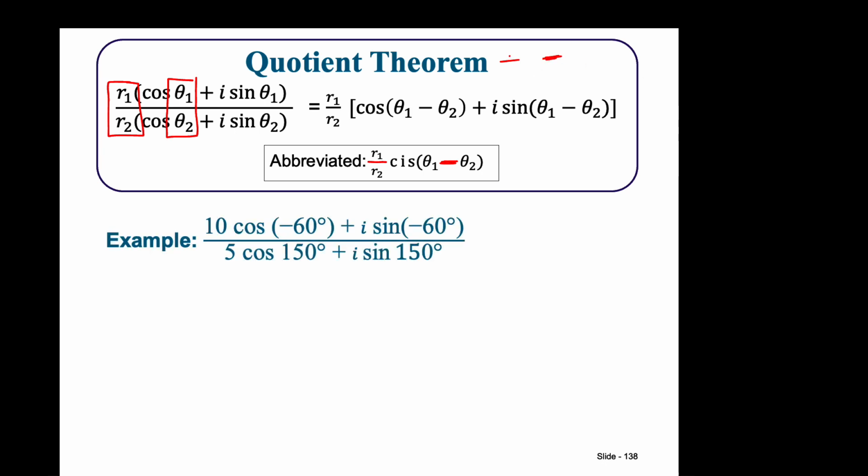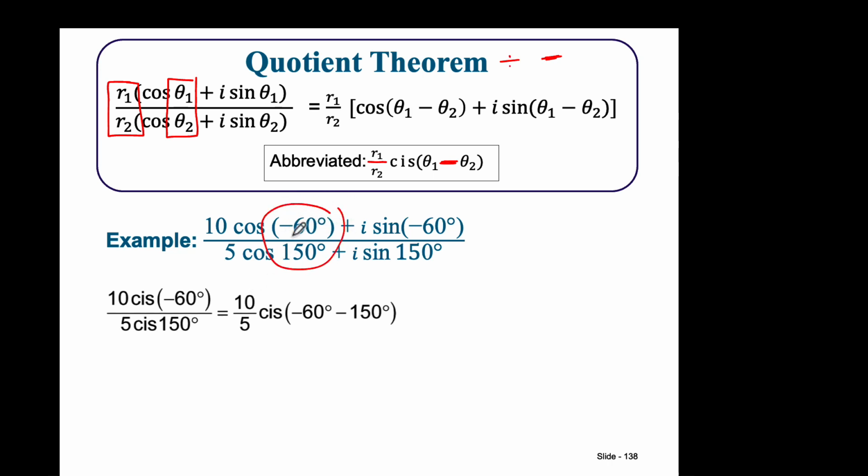Let's see. Here we're being asked to find the quotient of these two complex numbers. So we take the 10 and the 5. Their quotient is 10 over 5, which is going to reduce to 2. And then we find the difference of the angles. So right here, that would be -60 degrees minus 150 degrees. And that would give us 2 and -210 degrees. In abbreviated form, we have 2 CIS -210 degrees, abbreviated polar form.